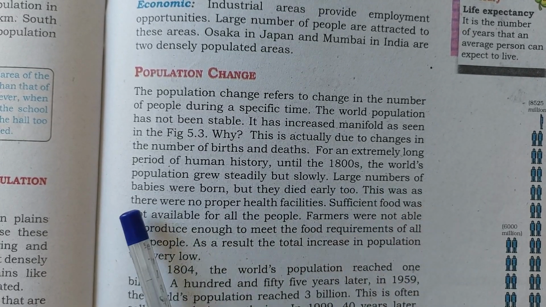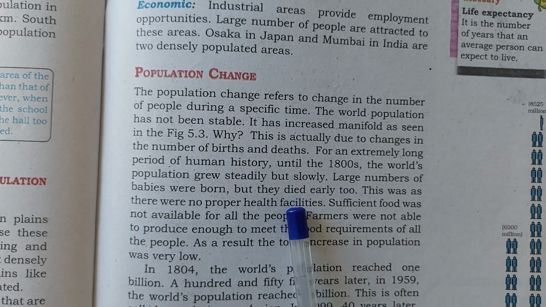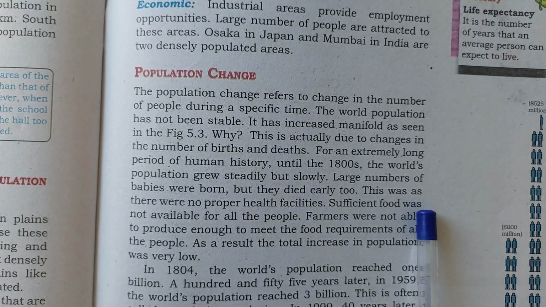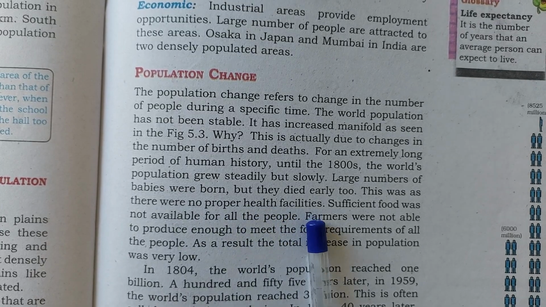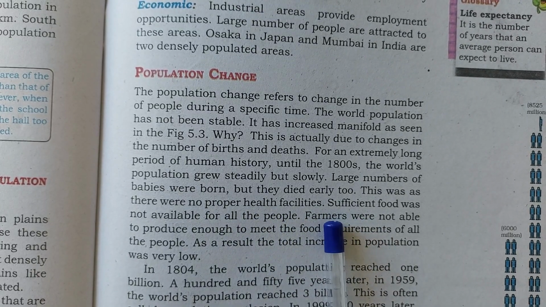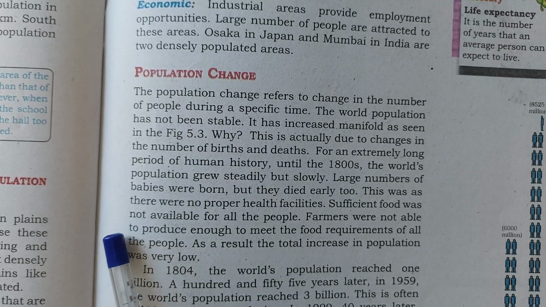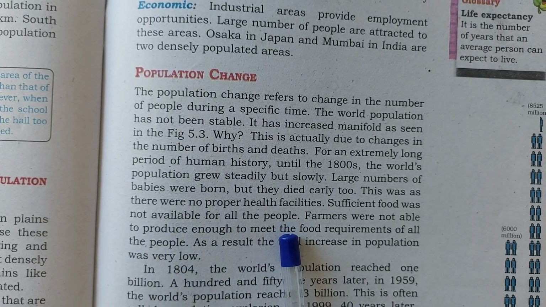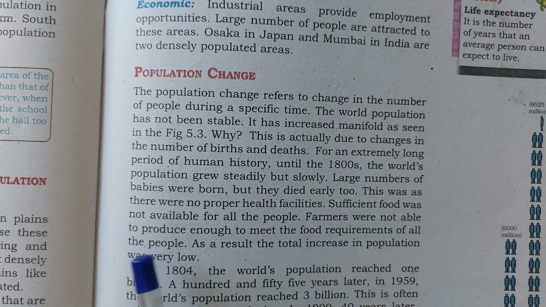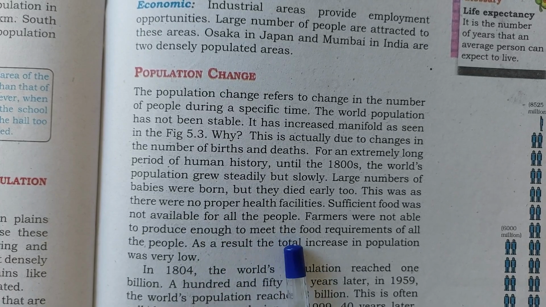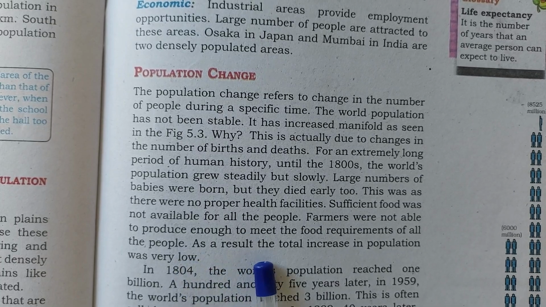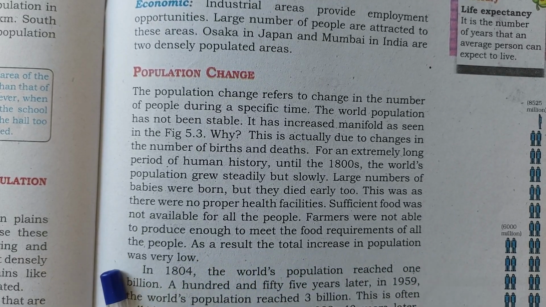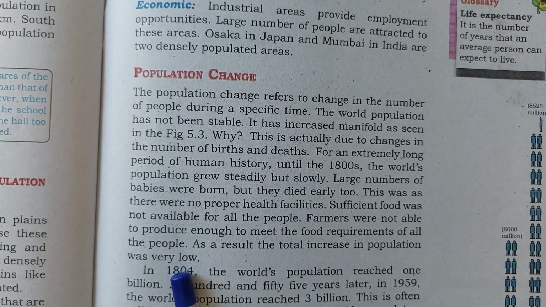Large numbers of babies were born, but they died early too. This was as there were no proper health facilities. Sufficient food was not available for all the people. Farmers were not able to produce enough to meet the food requirements of all the people. As a result, the total increase in population was very low.